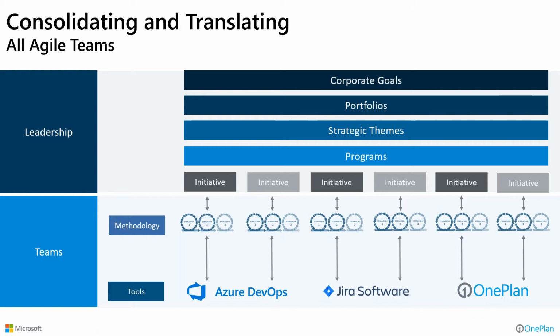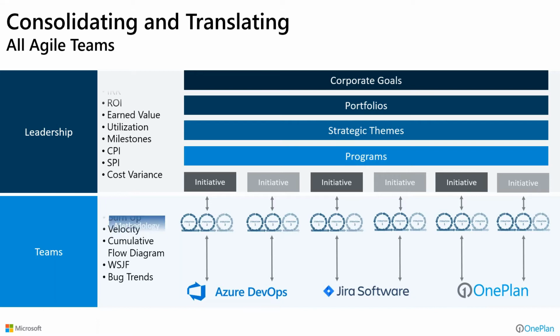And the idea is to be able to track and see how their investments in projects are tracking over a course of time. So, for example, the terminology the teams might be using includes things like burn-ups and burn-downs and velocity charts and cumulative flow diagrams and WSJF, weighted shortest job first prioritization, and bug trends, where at the top, they're still interested in return on investment, internal rate of return, net present value, earned value, other things like that, that are familiar to them and familiar to their audiences that they're trying to communicate to.